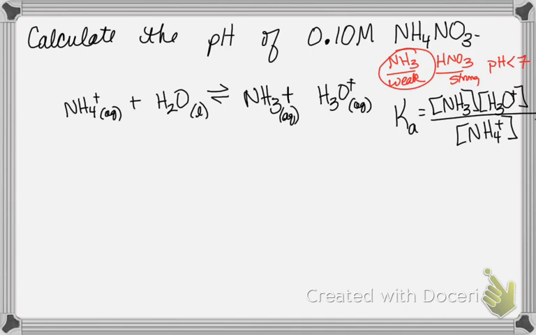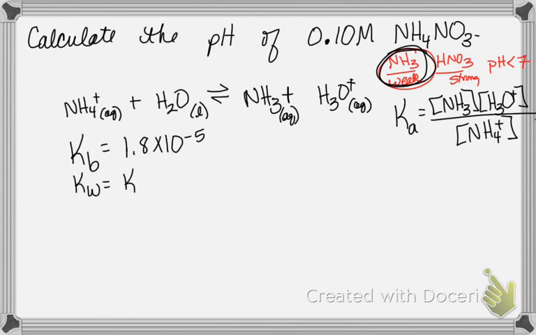Anytime I'm doing the pH of a salt, I have to look up an equilibrium constant on a table. So for this case, because this is the weak one, I'm going to look up the Kb on the table. The Kb for ammonia is 1.8 times 10 to the minus 5. Anytime it's a salt, I have to do this. I don't use what I look up on the table. Whether I look up the Kb or I look up the Ka, I have to convert to the other one.